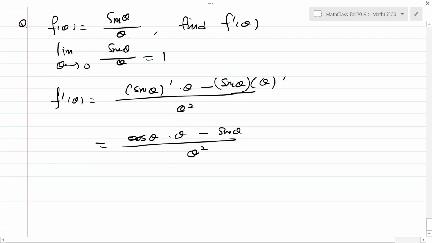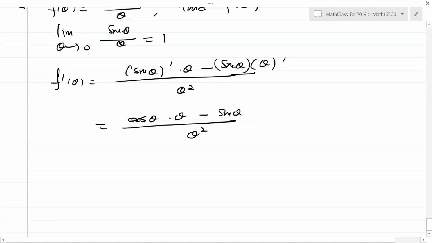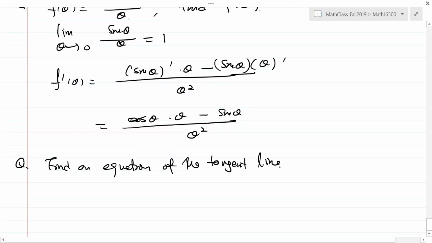I think that's all about all the problems I discussed today. Maybe I'll just do one more problem, then we finish. Okay. Let's do the following problem. Find an equation of the tangent line, okay, to the curve y equals 1 plus x cosine x at the point when x equals 0, y equals 1.